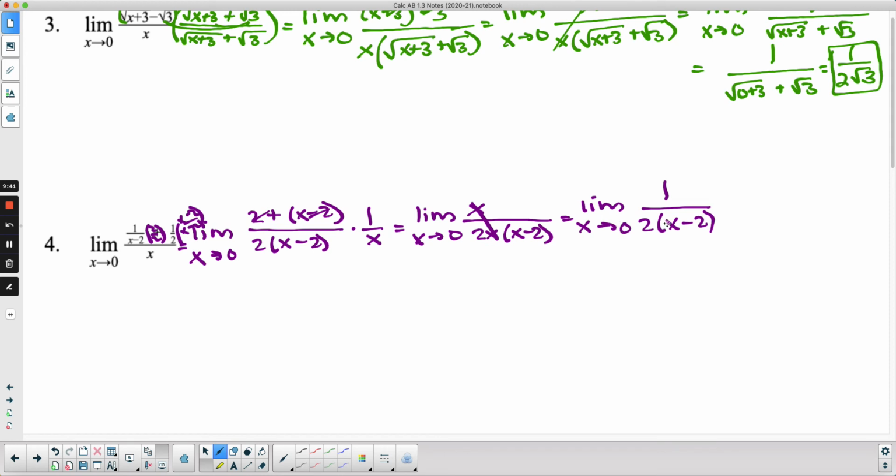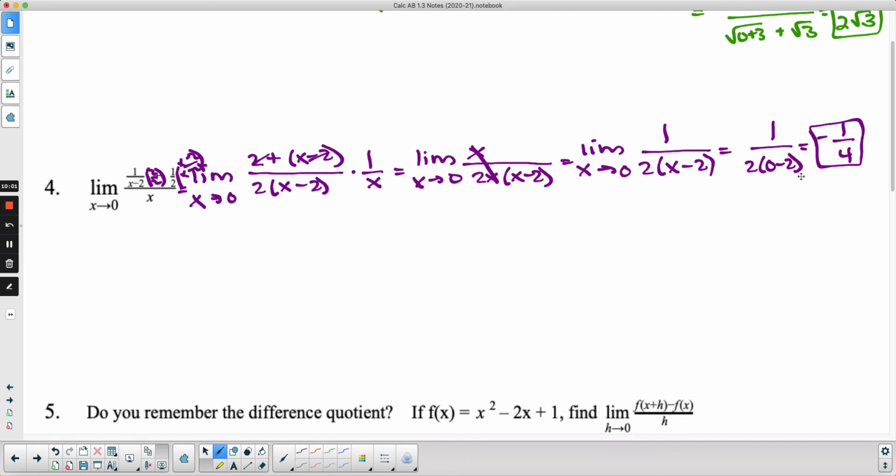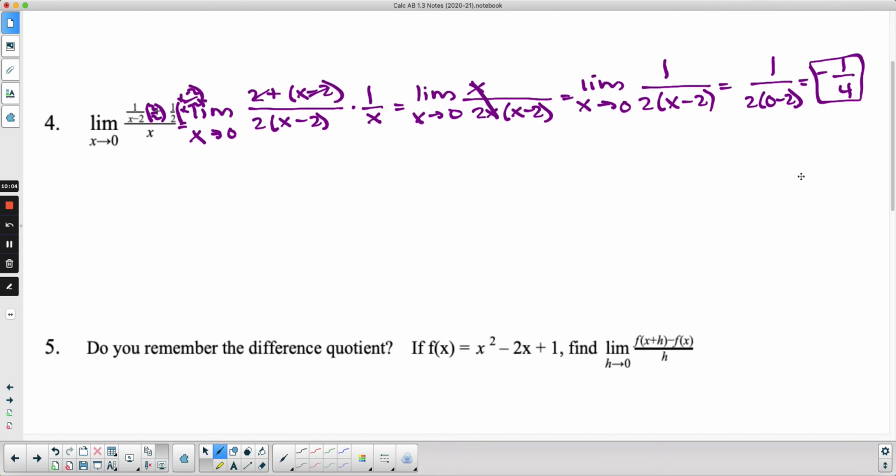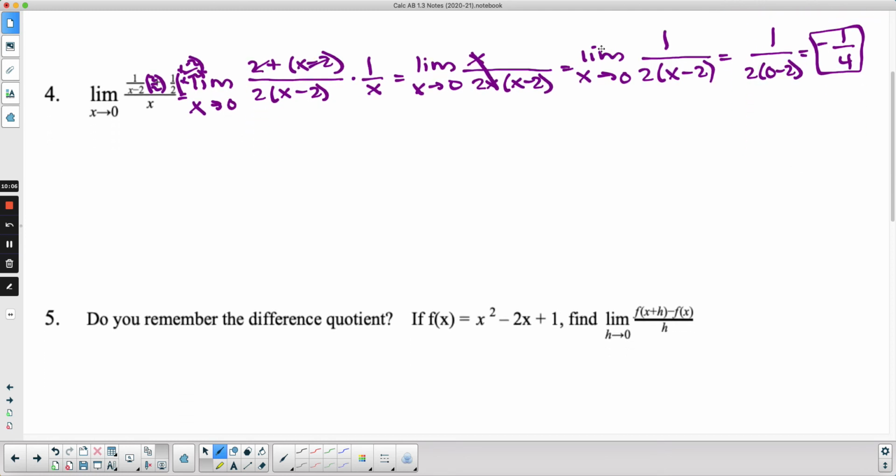So now we can try and do our direct substitution. So I get 1 over 2 times 0 minus 2, which ends up being 1 over negative 4, so negative 1/4, like so. All right, so there are some basic algebraic ways that you can solve these.